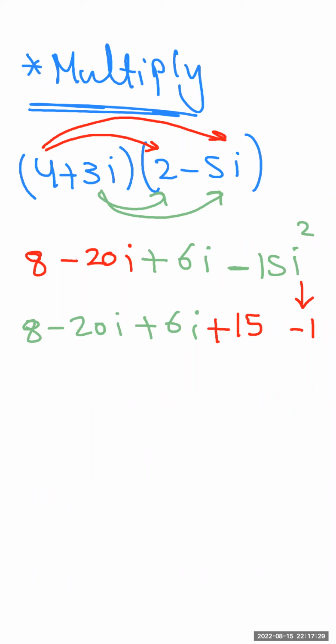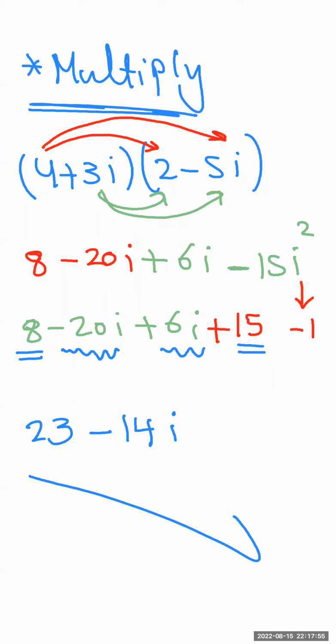Okay, clear till this point? Now continue. Addition or subtraction of the like terms: real with real and imaginary with imaginary. So 8 plus 15, actually it's 23, negative 20i plus 6i, negative 14i. Finished. Okay? Any questions?